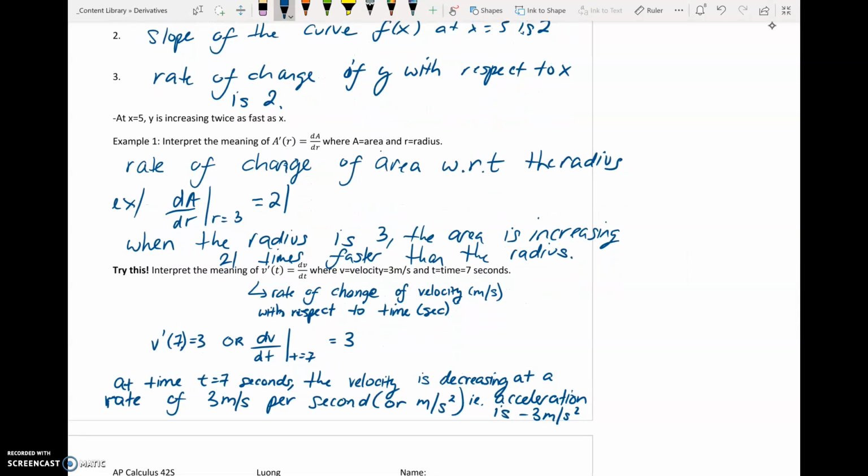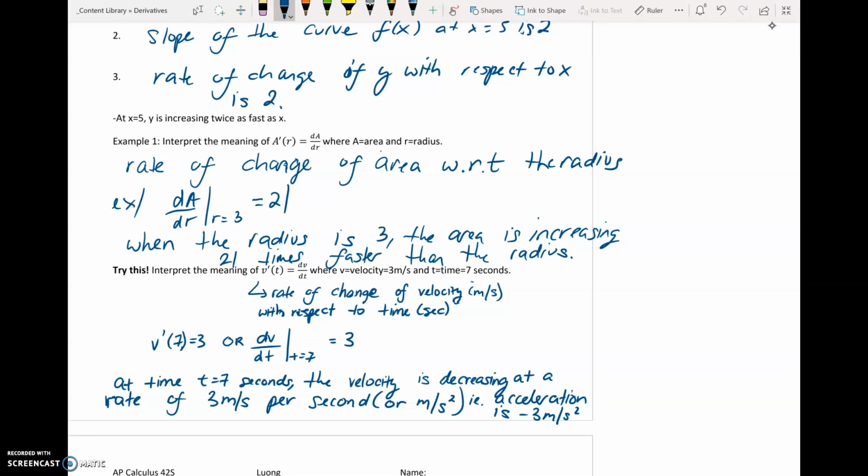Okay, so in this case, we're given v, which is velocity, and our t is time. So we're looking at the rate of change in your velocity with respect to t, and that is in seconds. So your rate of change of velocity with respect to time. That's what v prime of t means. Now, if you're looking at the actual numerical example, we're given v is 3 meters per second, and t is 7 seconds. So if I want to rewrite this in terms of v prime of t, this is what it looks like. V prime of 7 seconds is equal to 3 meters per second, or dv/dt at t equals 7 is 3. So what does this mean?